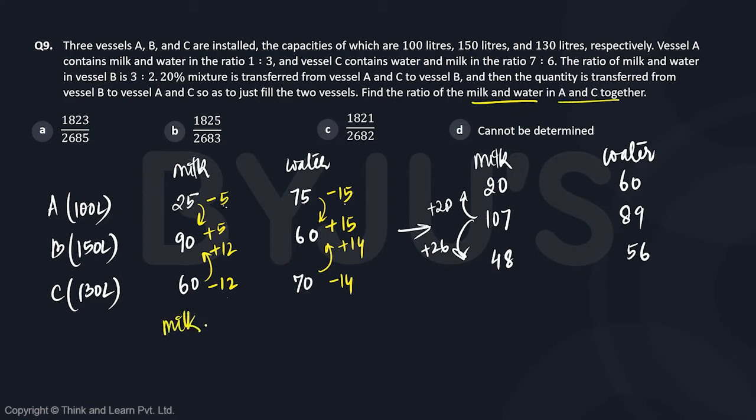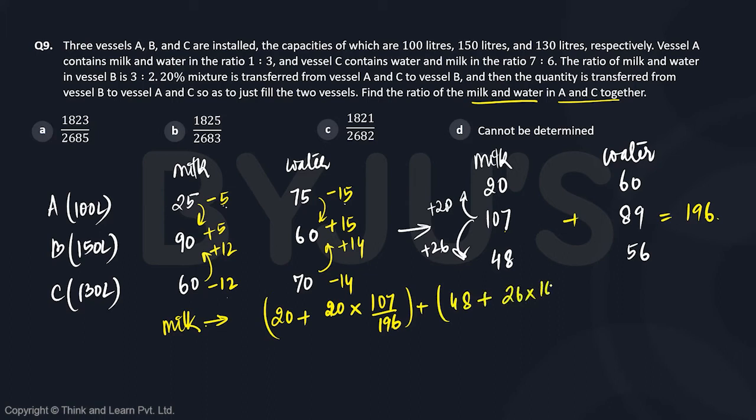So let's calculate milk, how much of milk we are going to have. So if we look at A, the amount of milk we already had was 20. Then 20 is removed from 107 and put back in A. So that is going to be 20 times 107 divided by 107 plus 89, this is going to be 196, right? So the share of milk we have is 107 upon 196. So this much of milk we are going to have in A. Similarly, how much of milk are we going to have in C? So in C, we already had 48 liters, and then 26 times of the same fraction is going to be added. So this is the volume of milk.